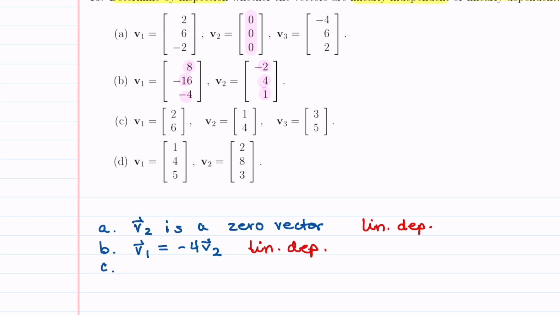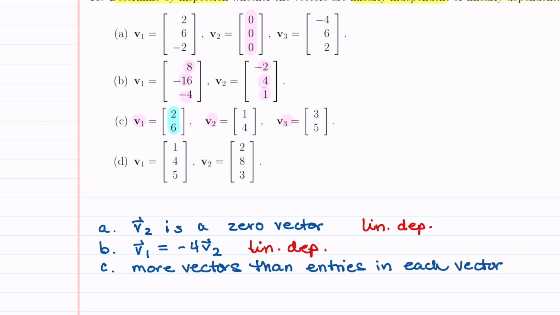Let's now look at part C. In part C, I want you to notice that we have 3 vectors and each vector has only 2 entries. So I'm going to write this down as more vectors than entries in each vector. Whenever you have a case like this, the vectors are linearly dependent.